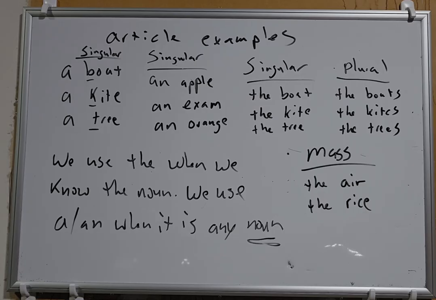The air, the rice. We use the when we know the noun. For example, I will say the air in the tire. We know what air we speak about because it's the air inside the tire. We also know what tire, the tire. So remember, when it's any noun, we use a or an. When it's a specific noun, we use the before the noun.